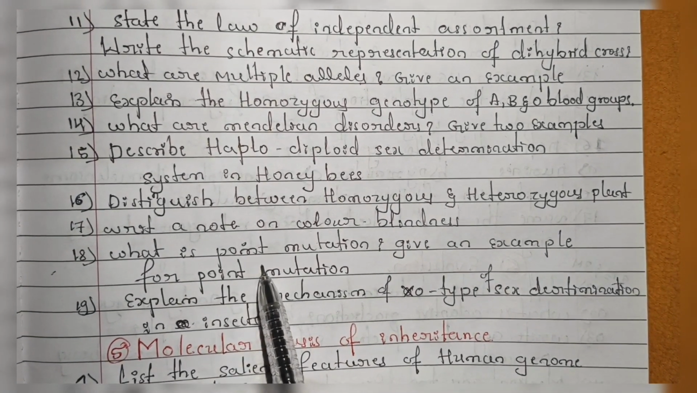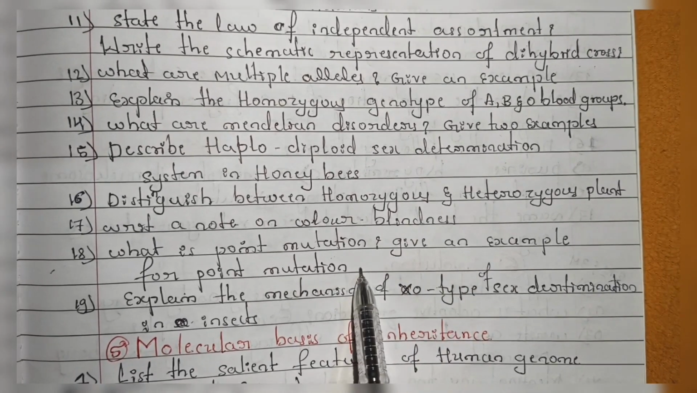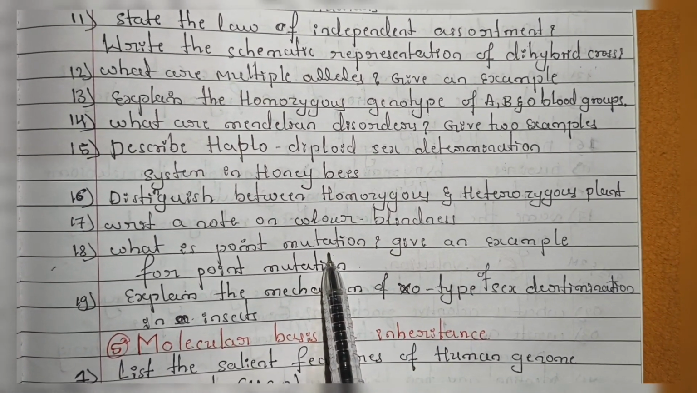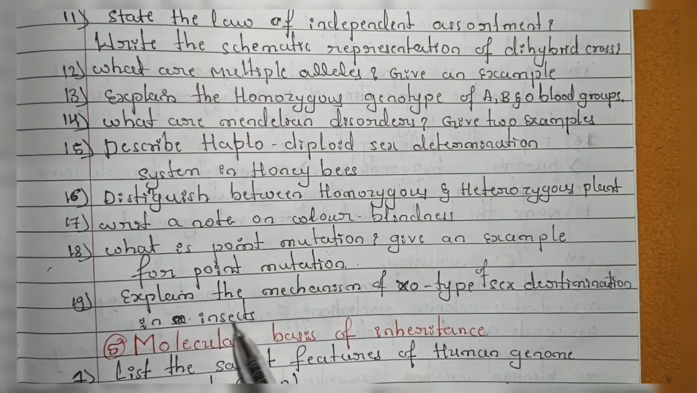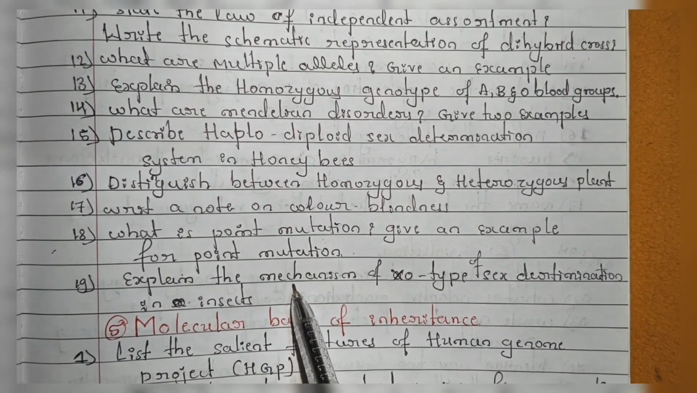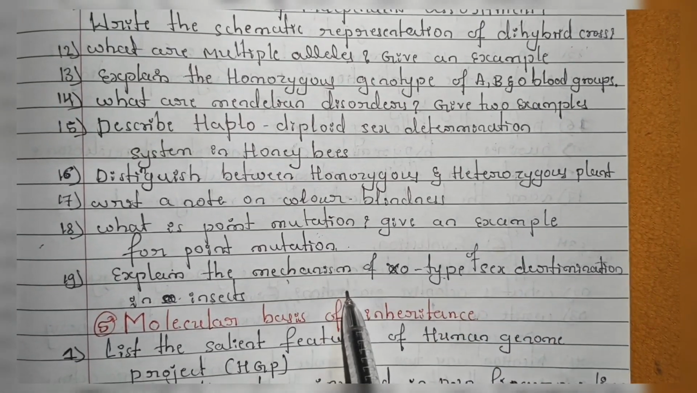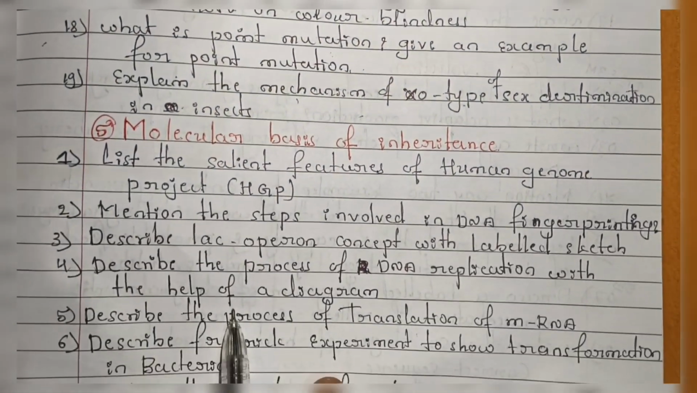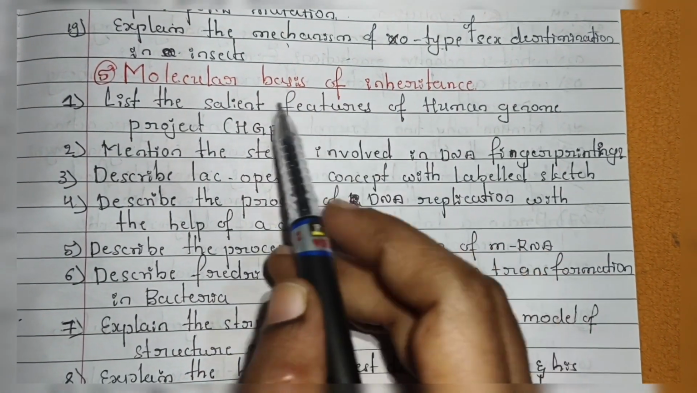And the 18th one is, what is a point mutation? Give an example for the point mutation. So here you have to write the definition plus you have to give examples. And the 19th one is, explain the mechanism of XO type of sex determination in insects. And the next chapter is the molecular basis of inheritance, the 5th chapter.